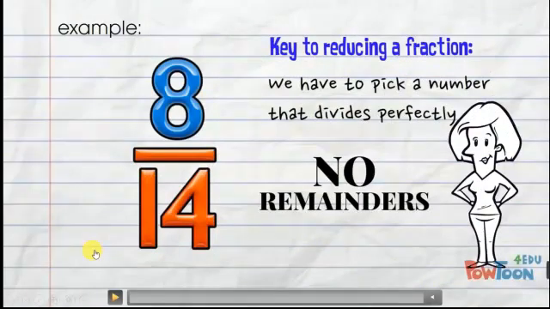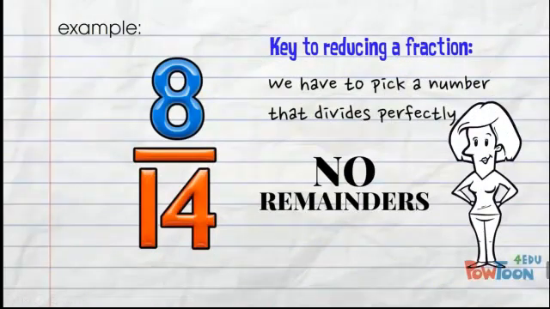Here I have 8 over 14 and I want to reduce or simplify this fraction. How can I simplify this fraction? Remember that when we are going to divide the numerator and the denominator by the same number, no remainders allowed. We can't say 8 divided by 3, because 8 divided by 3 gives me 2 and the remainder is 2. In simplifying, no remainders allowed. Let's see together.